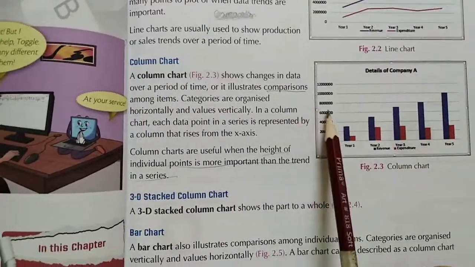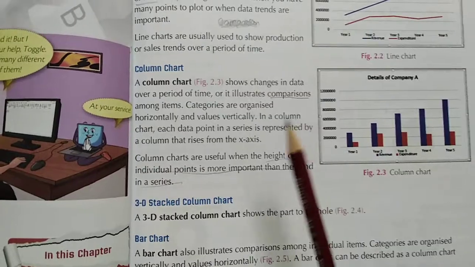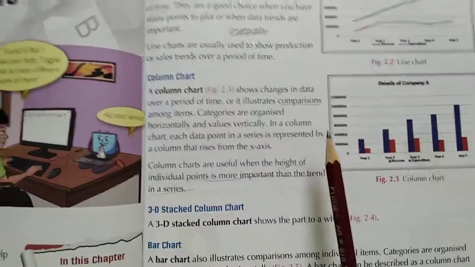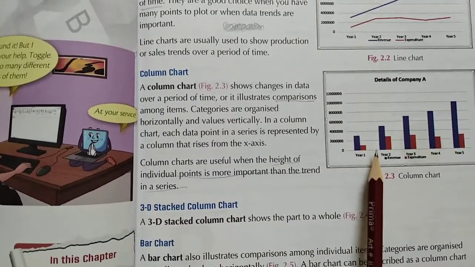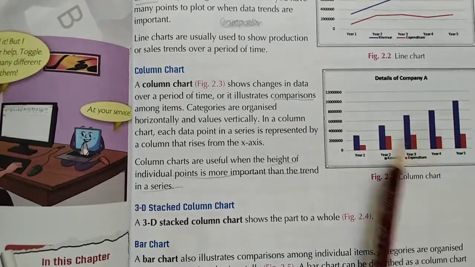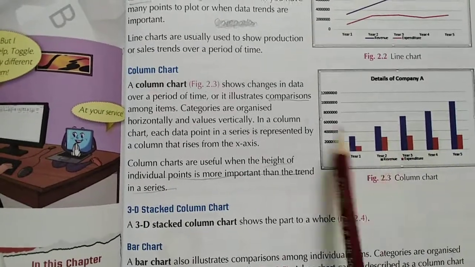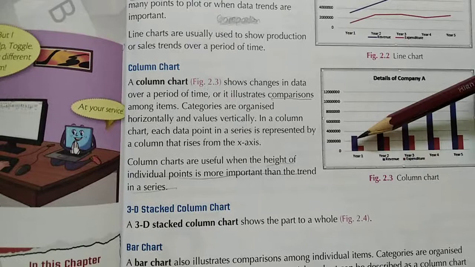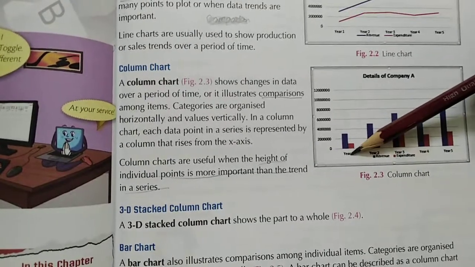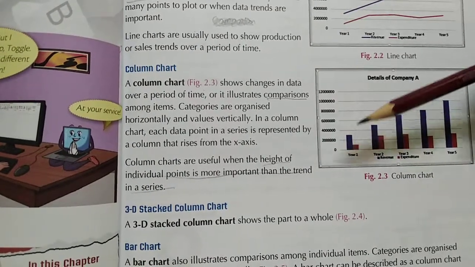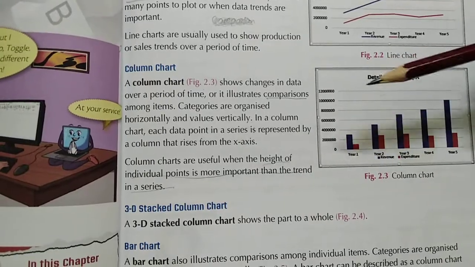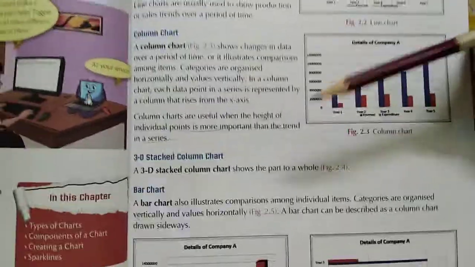It is used to compare two or more things. You can use, for example, revenue and expenditure. In this chart, you can compare these values: in the first year how much revenue there has been and how much the expenditure is. Then comes the 3D stack column chart.